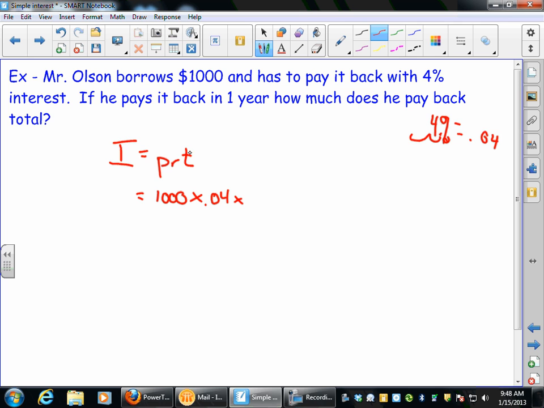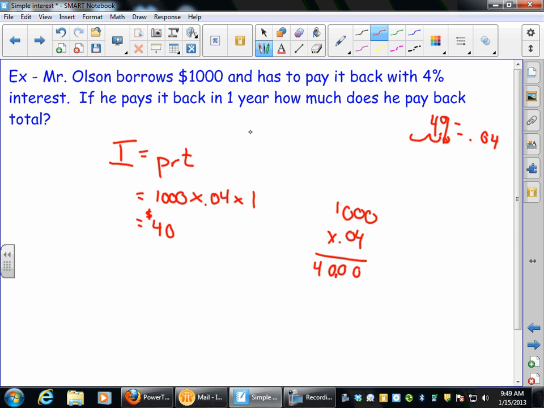And then the T is time in years, and this says I pay it back in 1 year, so that would be 1. So all I have to do is multiply those together. So 1,000 times 0.04, that's obviously just going to be all zeros and a 4. And then remember, count the number of decimal places up here. There's none there, 2 here, so I need 2 in my answer. So it goes right there, and that means it is $40. So I would be paying $40.